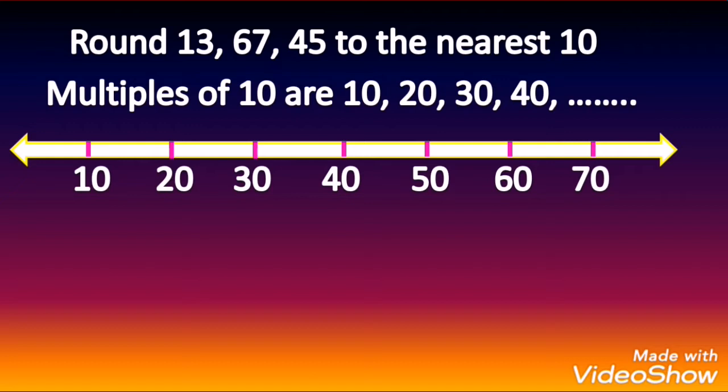Now you can see the number 13 here. First we are going to round this number 13 to the nearest 10. So it lies somewhere between 10 and 20. Now we have to mark the number on the number line along with the two numbers in the 10 times table that are on either side of it. Now on either side of 13, which numbers are there? 10 and 20. So let us represent the number 13 on the number line.